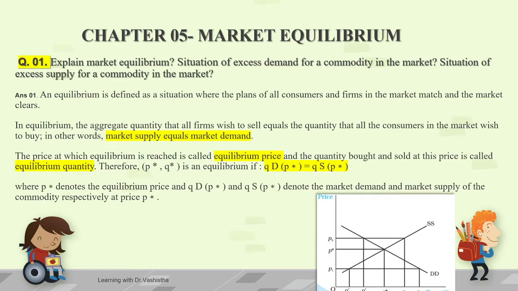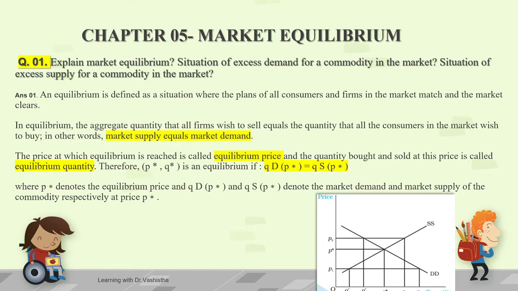So equilibrium, as we all know, is a kind of balance, and it is defined as a situation where the plans of all consumers and firms in the market match and the market clears, meaning to say that the demand is equal to the supply. In equilibrium, the aggregate quantity that all firms wish to sell equals the quantity that all the consumers in the market wish to buy. In other words, market supply equals market demand.